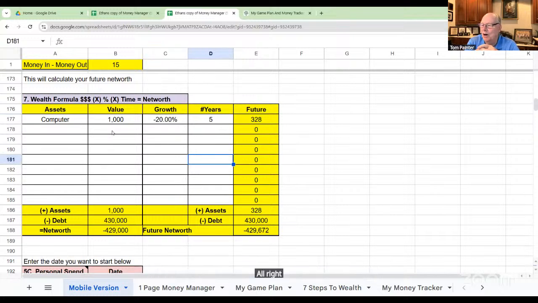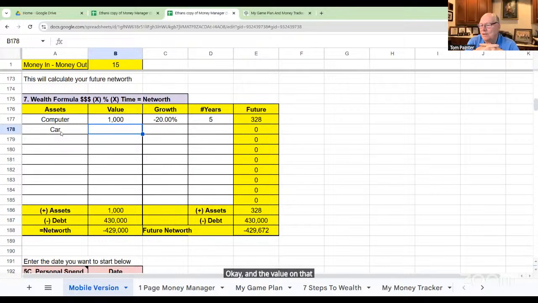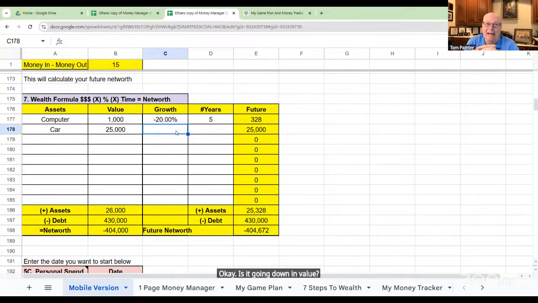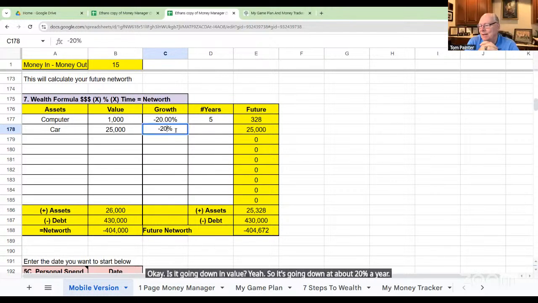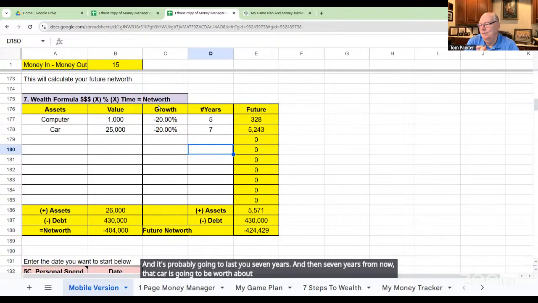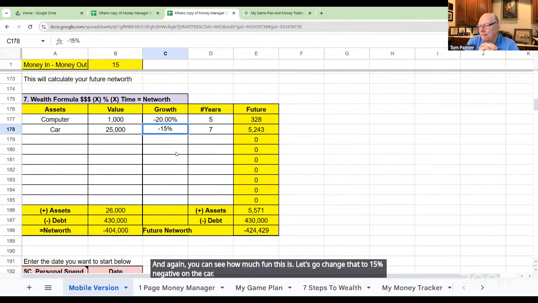All right, let's put a car in. We've got a car. Okay, nice. And the value on that car, let's say it's 25,000. I wish my car was worth 25,000. Okay, is it going down in value? Yes. Down, yep. So it's going down at about 20% a year, minus 20%. And it's probably going to last just 7 years. And in 7 years from now, that car's going to be worth about $5,000, $6,000. And again, you can see how much fun this is. Let's change that to 15% negative on the car.